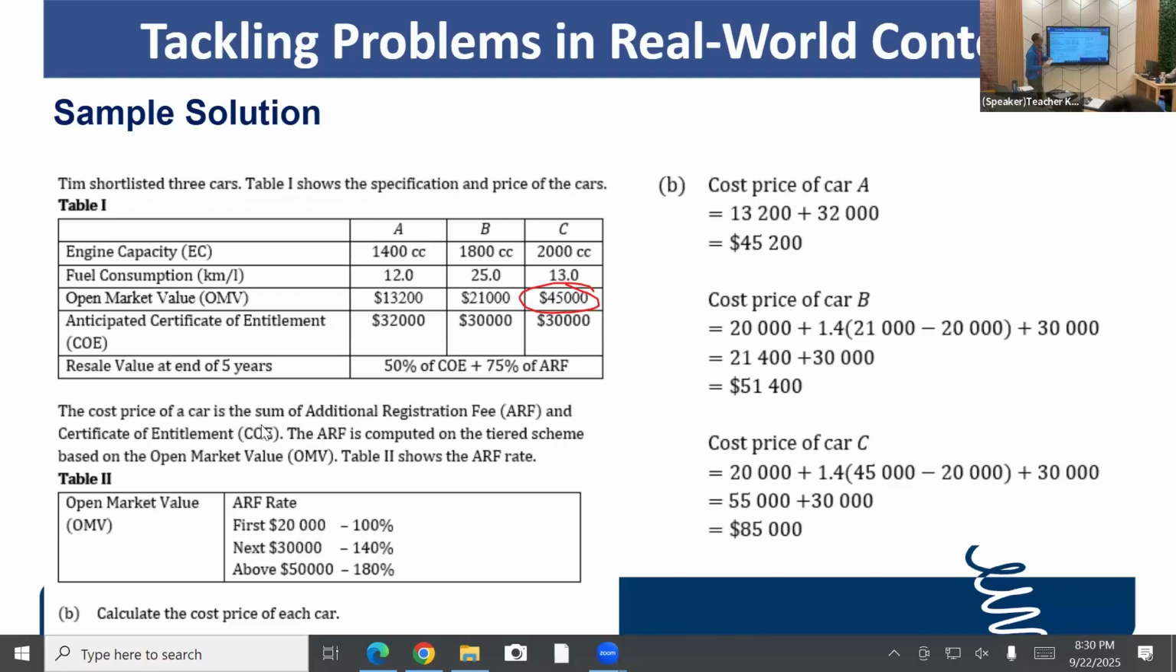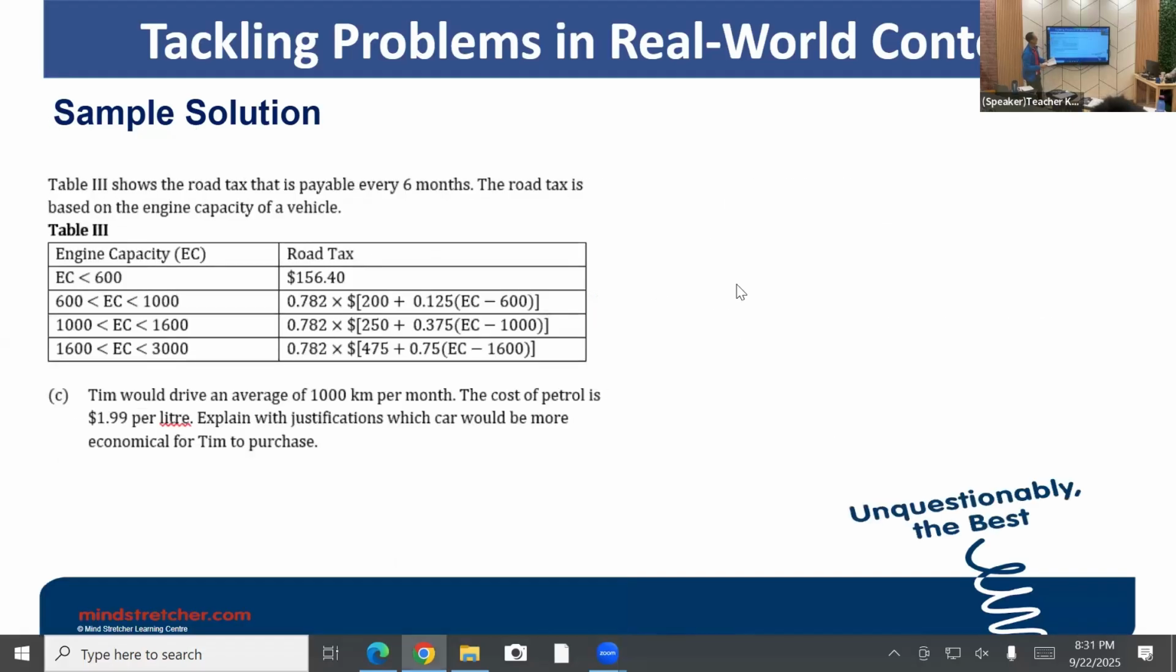All right. Then next, the next part is this question, and this table is actually meant for your part C. With the previous part in consideration as well, you are to find out: Tim would drive an average of 1,000 kilometers per month. The cost of petrol is $1.99 per liter. Explain with justifications which car would be more economical for Tim to purchase. So you have to calculate again for each car A, car B, and car C, which is quite a bit of calculation.